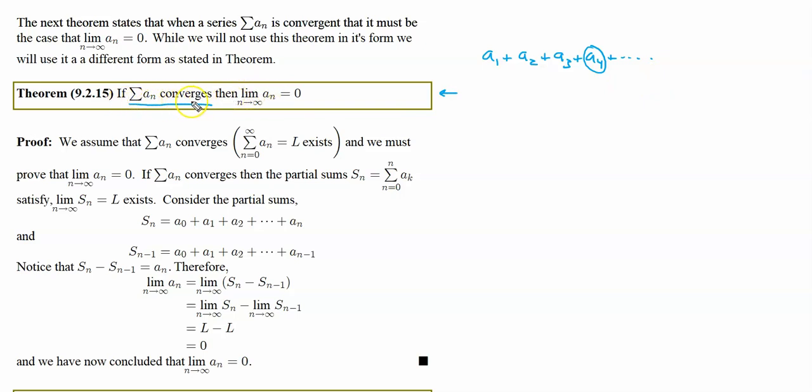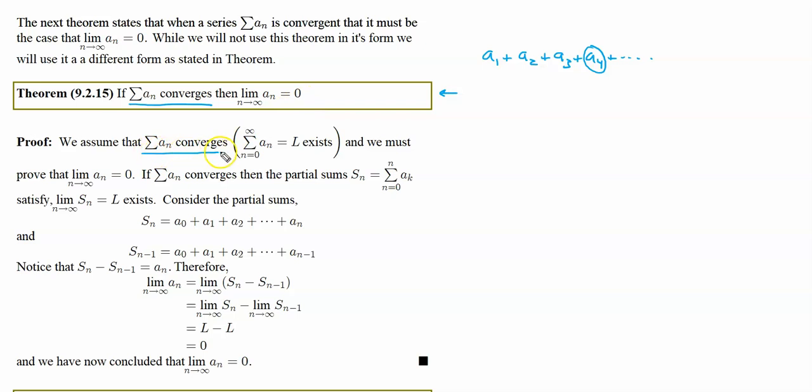If you have a series that converges, then the limit of your an terms as n goes to infinity must equal 0. Now let's take a look at the proof of this theorem, and then we'll consider the contrapositive of this theorem, which is actually what we call the nth term test. The statement of the theorem is that if the series converges, then the limit of the an terms is 0. So we will assume that the series converges. We must prove that this holds.